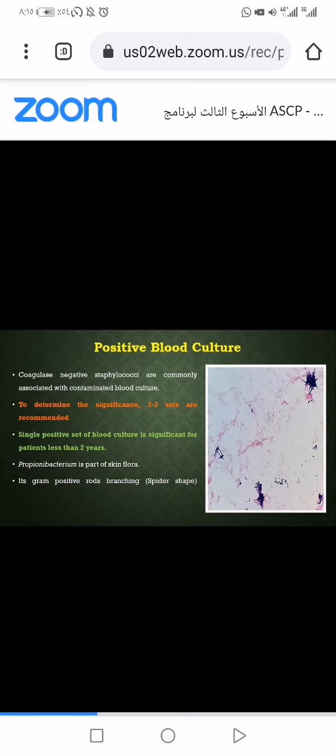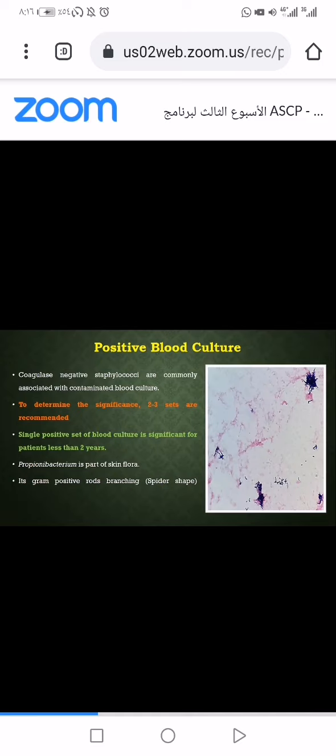contamination of blood culture. ممكن كمان يطلع لنا coagulase-negative staph. هنا زي ما قلنا to determine the significant, 2 to 3 sets are recommended، و all of them لازم يكون السيم ID عشان نعمل السنسيتيفيتي ونتأكد أنها هذه الباث. Single positive set of blood culture is significant for a patient less than 2 years.